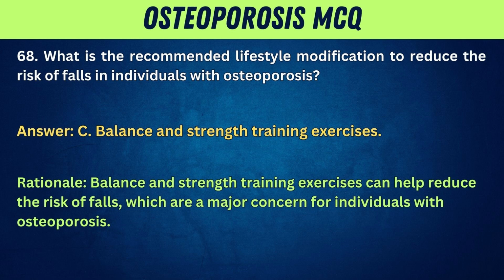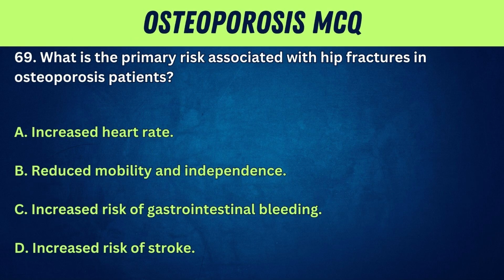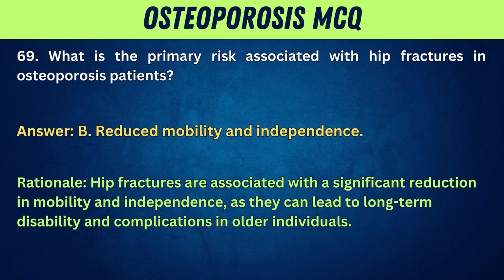Rationale: balance and strength training exercises can help reduce the risk of falls, which are a major concern for individuals with osteoporosis. 69. What is the primary risk associated with hip fractures in osteoporosis patients? A. Increased heart rate. B. Reduced mobility and independence. C. Increased risk of gastrointestinal bleeding. D. Increased risk of stroke. Answer: B. Reduced mobility and independence.